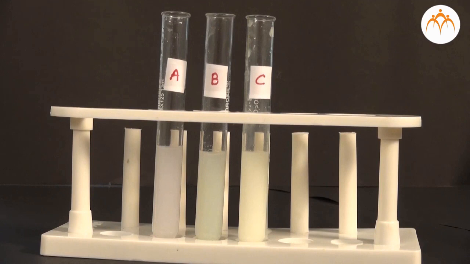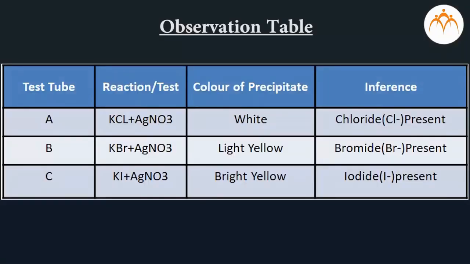The color indicates which ion exists in a particular solution. White color indicates that there must be chloride, light yellow color indicates bromide, and dark yellow color indicates iodide in the solution. This is the observation table.